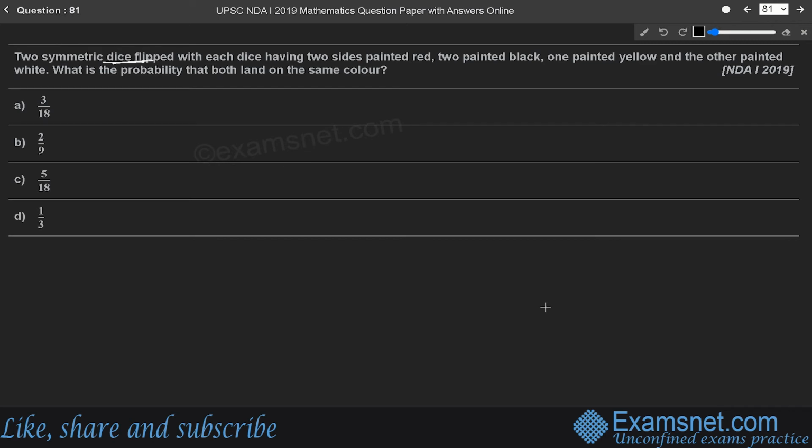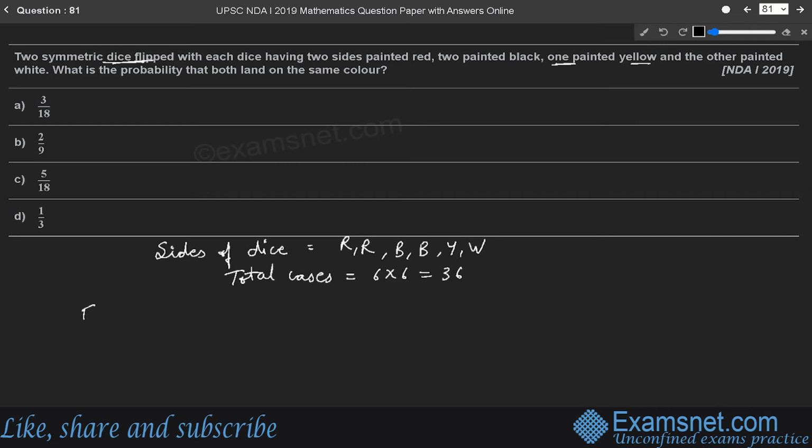We know that sides of the dice can be R and R, which is if two sides are painted red. Then B and B, which is for if two sides are painted black. Then Y and W, because one side is painted yellow and the other is painted white. Now you can see that total cases here are, since there are two dice, 6 into 6, which is equal to 36.